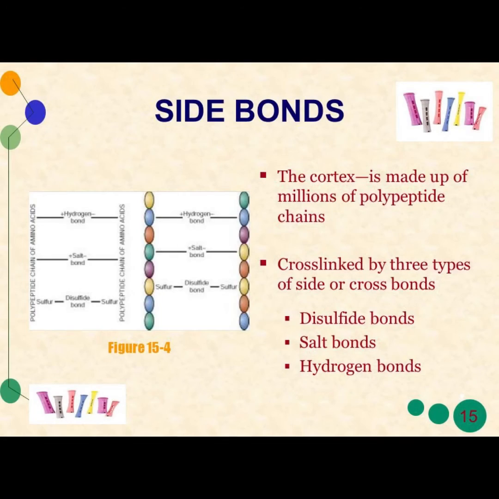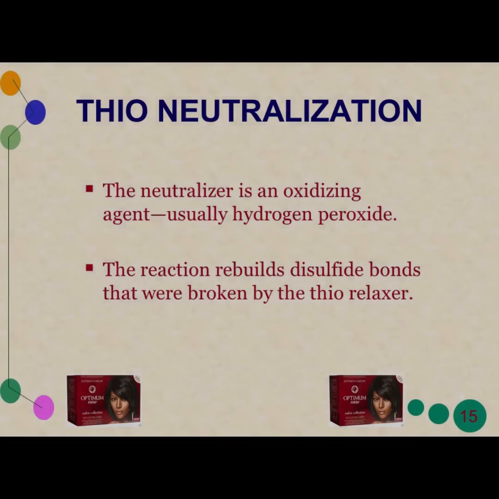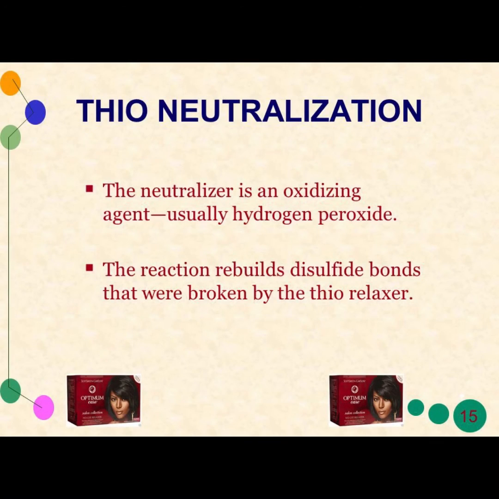Disulfide, salt, and hydrogen bonds that cross-link polypeptide chains together. A thiol-based chemical service that reforms curly and wavy hair into looser and larger curls and waves. Stops the action of a permanent wave solution and rebuilds the hair in its new curly form.